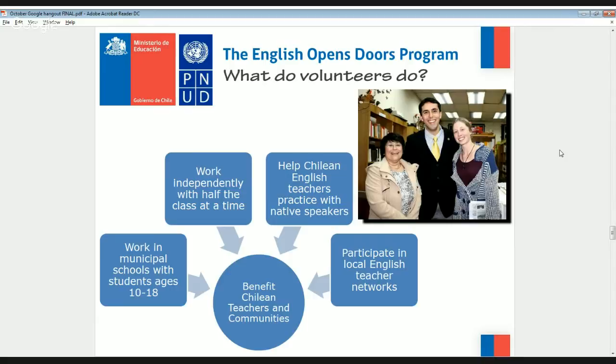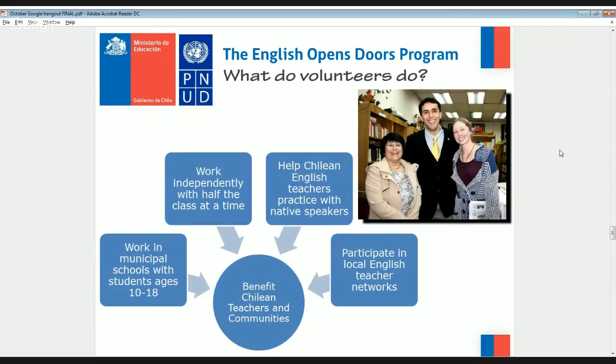It would be more difficult for you to do that with a class of 40, but it also benefits the head teacher because they're also then working with a smaller student to teacher ratio, and they can give more individualized time to the students that they're working with. And then our volunteers also benefit our Chilean English teachers in giving them an opportunity to practice with native or near native English speakers. And we ask our volunteers to participate in the local English teacher networks.